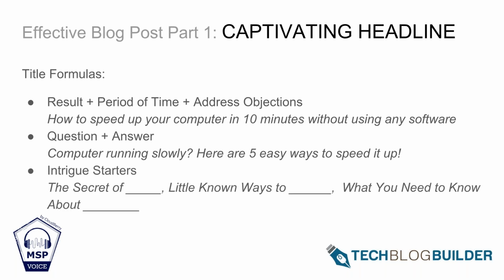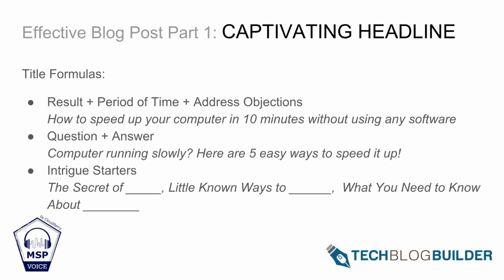And then the third title formula is what we call intrigue starters. It's where you leave a little mystery and use words that are intriguing to people, that have been shown to get people to want to know more. Basically the start of your title will start with one of these things, like the secret of, little known ways to, what you need to know about.